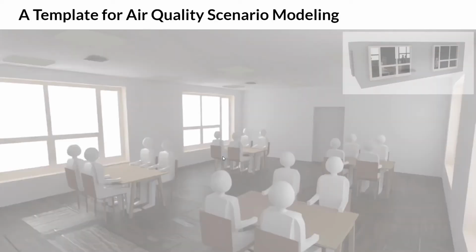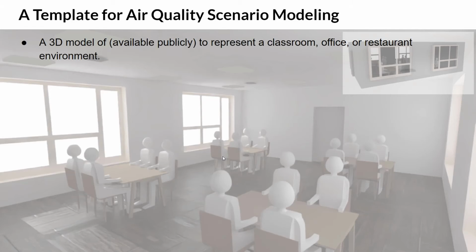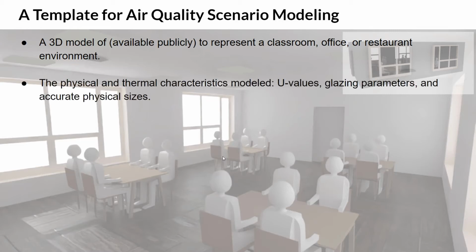So what have we done here? Well, we've taken a template for a standard air quality scenario, and we've generated a CAD model that's publicly available to represent a generic classroom or restaurant environment. And from there, we've looked at the physical and thermal characteristics of this building and set it up so that it is true and correct with the U values, glazing parameters, and accurate physical sizes.